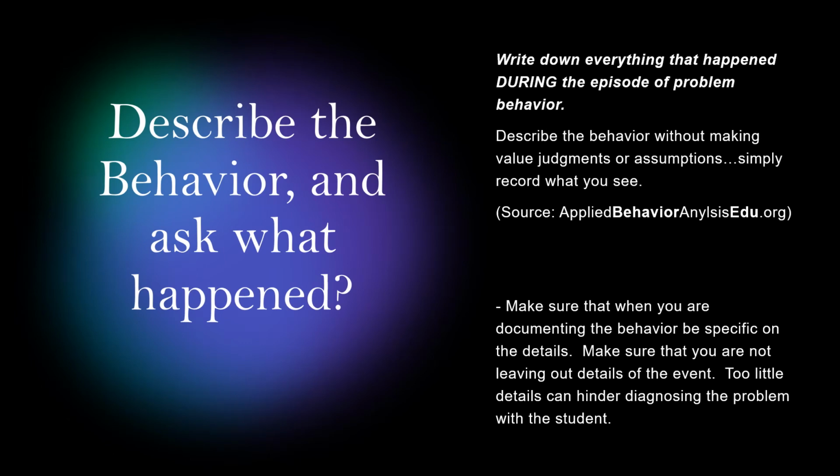Describe behavior and ask what happened. Write down everything that happened during the episode of the problem behavior. Describe the behavior without making value judgments or assumptions. Simply record what you see. When you are documenting the behavior, be specific on the details. Make sure that you are not leaving out details of the event. Too few details can hinder diagnosing the problem with the student.